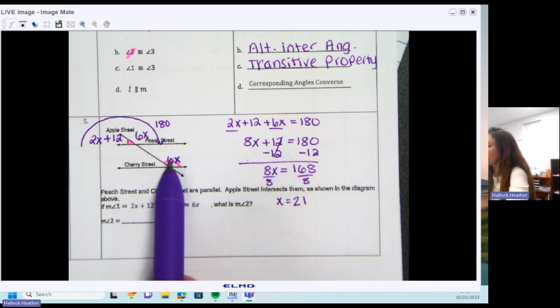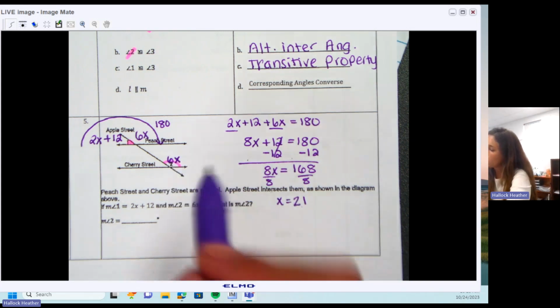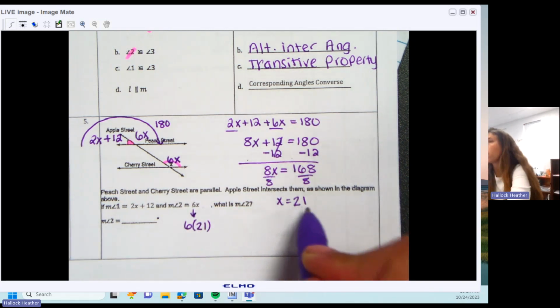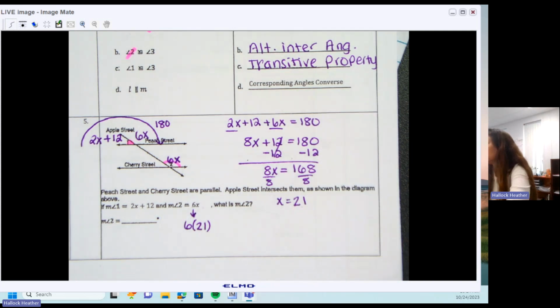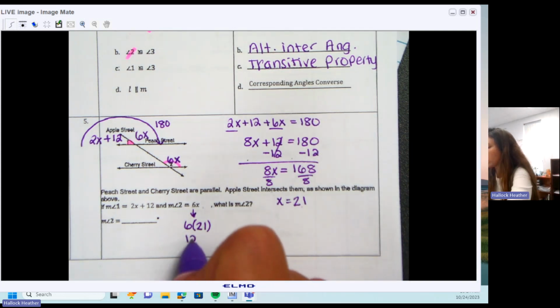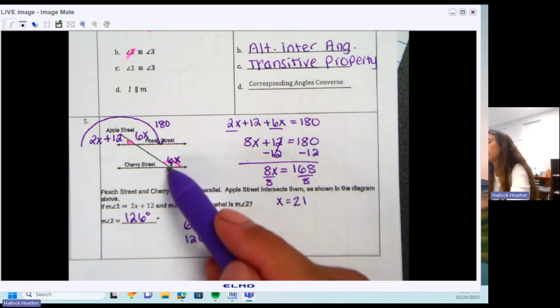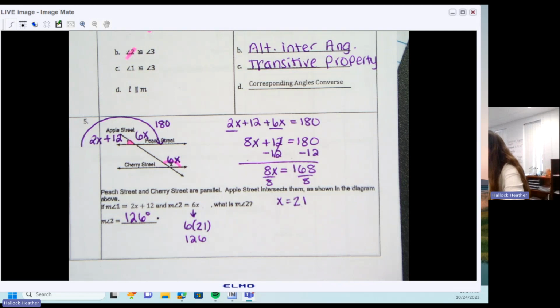So I'm going to do 6 multiplied by 21. So I'm plugging it in. 6x is really 6 times 21 because now I know x is 21. So I'm substituting it back in. 6 times 21 is 126. So 126 degrees is measure 2, which makes sense because it's an obtuse angle. It's large and in charge.